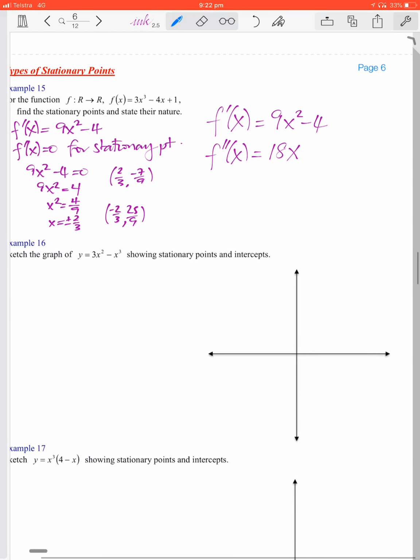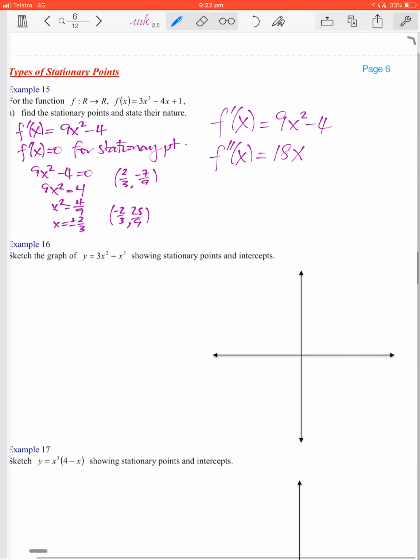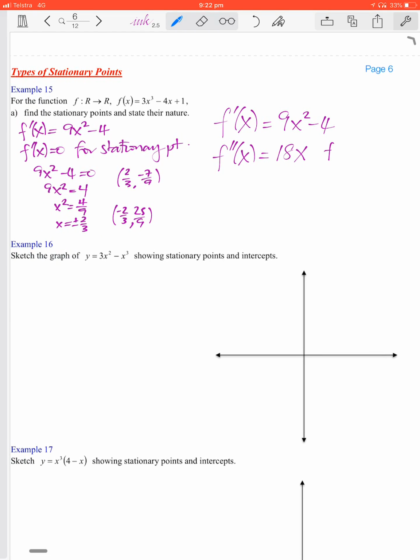Now the way we test and see whether it's a maximum or a minimum: if f double dash of x is less than 0, i.e. negative, it's a max. If f double dash of x equals 0, then it's a point of inflection.